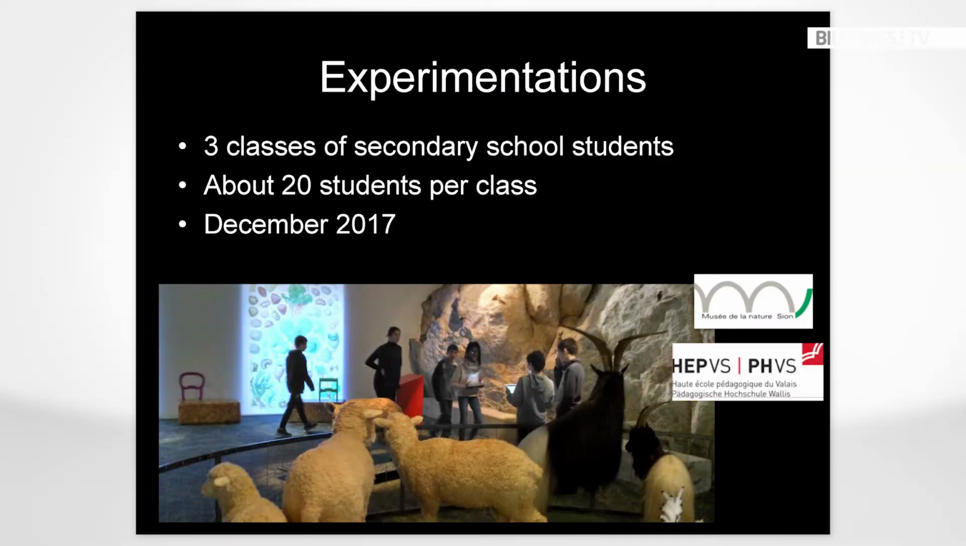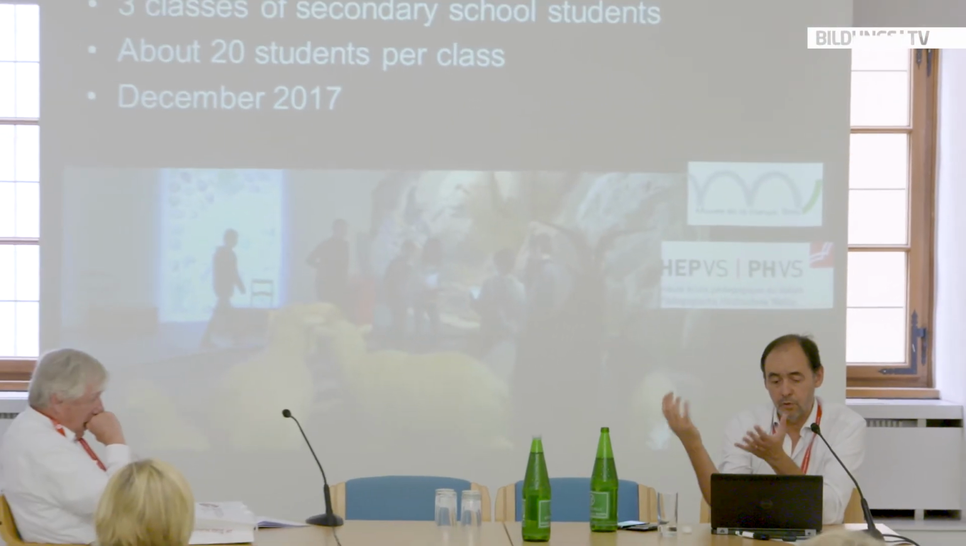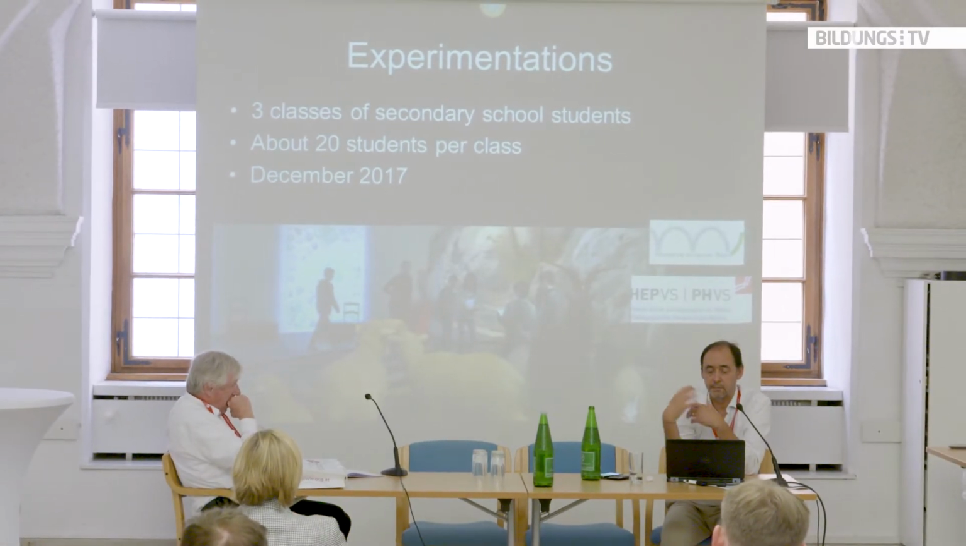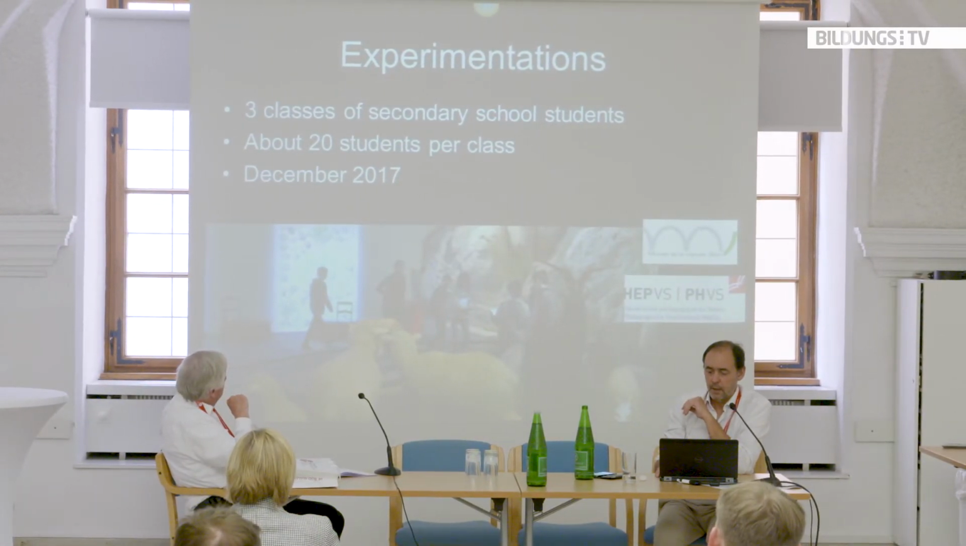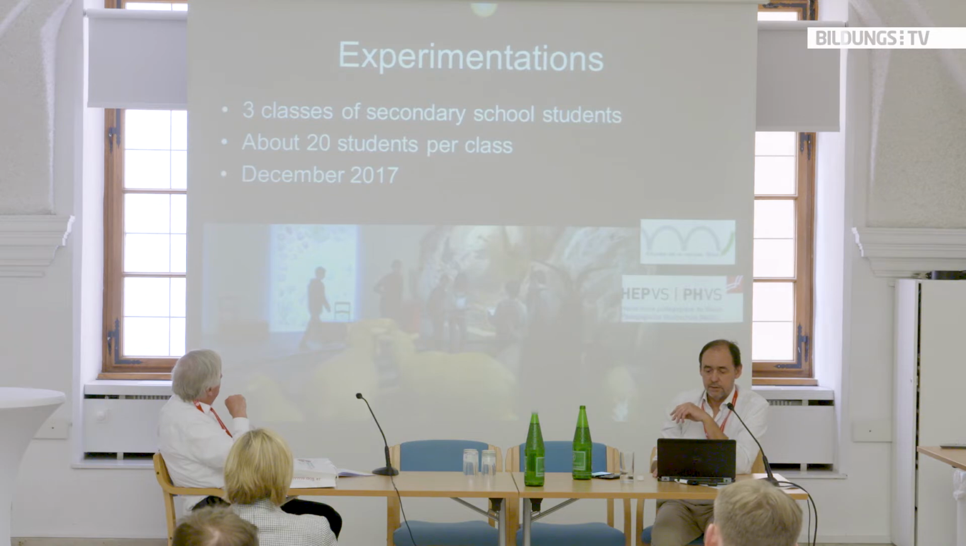We carried out some experimentation last December. We started with three classes of secondary school students, from three different schools and three different teachers, and we had approximately 20 students per class, so around 60 students. We did it in the museum with normal students, according to the design-based research characteristic. You can see the students in the museum here.